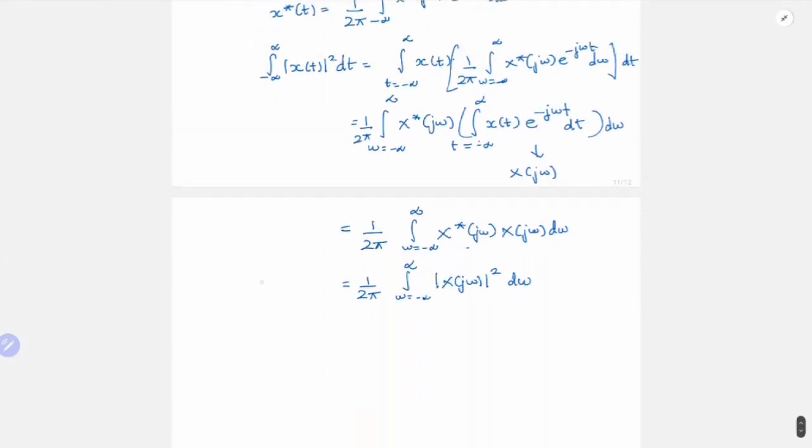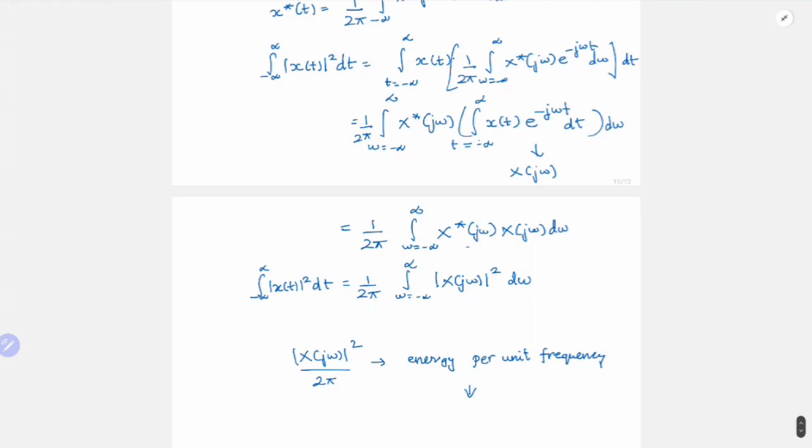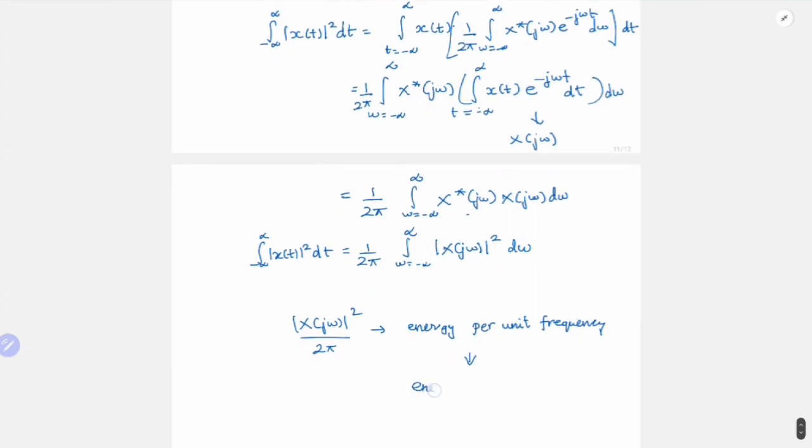So this left hand side is nothing but the total energy of the signal. And this mod X of j omega square by 2 pi is the energy per unit frequency, because the total energy is got by summing it over all the frequencies, right? So it is also called the energy density spectrum. Energy density spectrum. Okay. So this is with all of the basic properties.